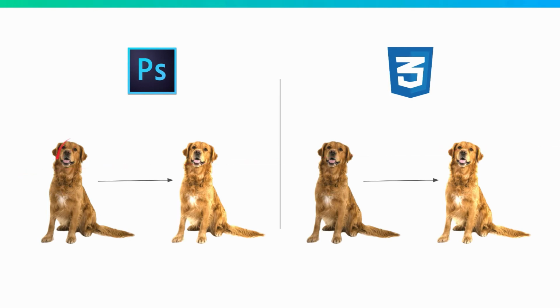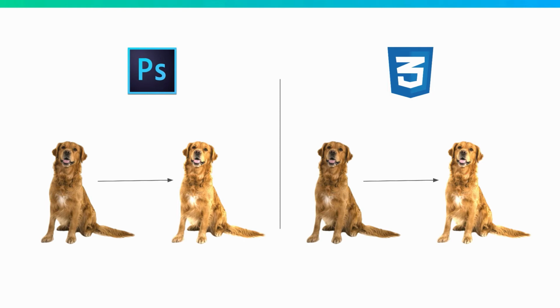For example, this is the original image and I have changed the brightness of it in Photoshop. But if you use CSS filter, you don't have to go to Photoshop and apply any filters. You can directly use CSS image filter to create the same effect on the fly in the browser.